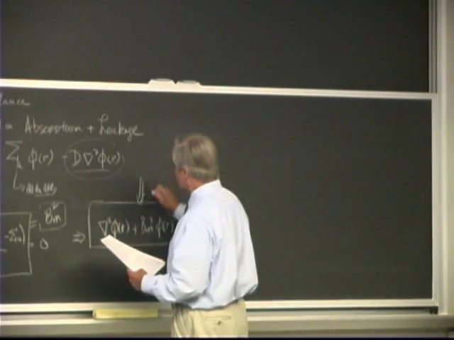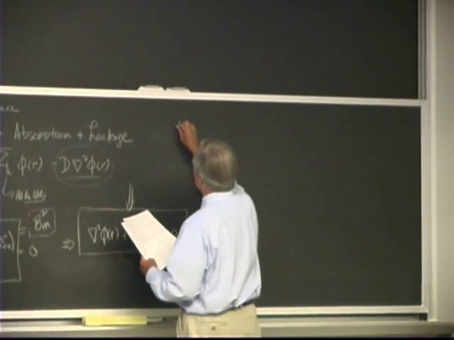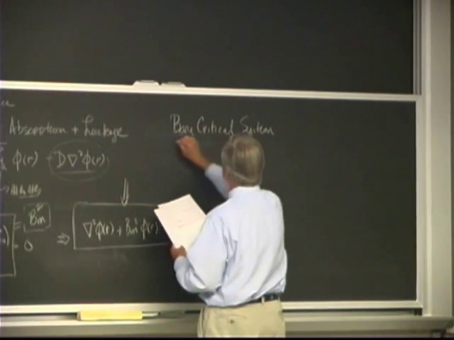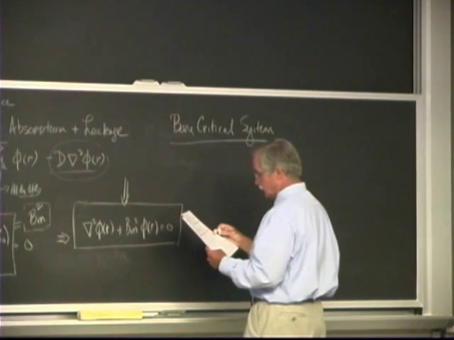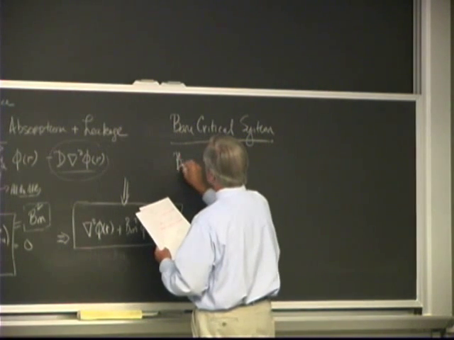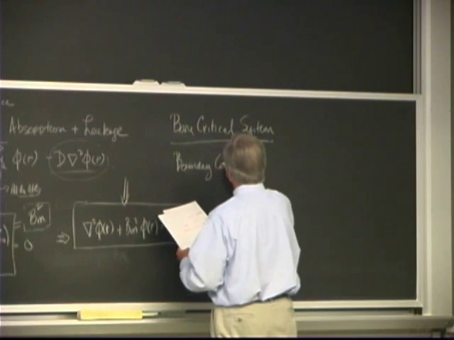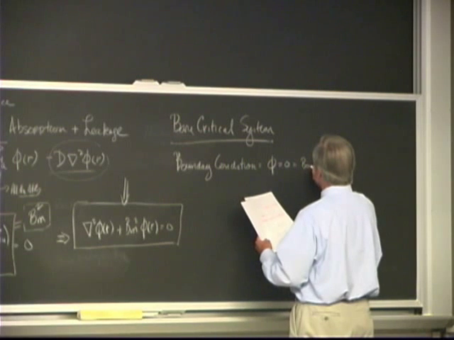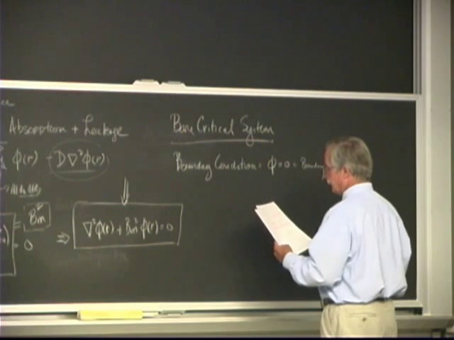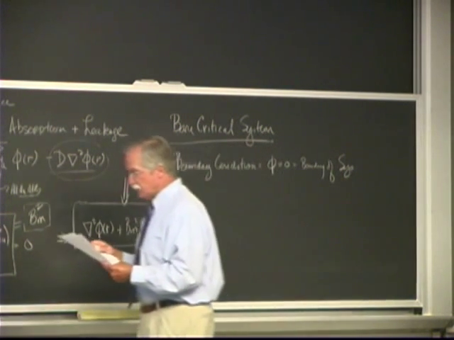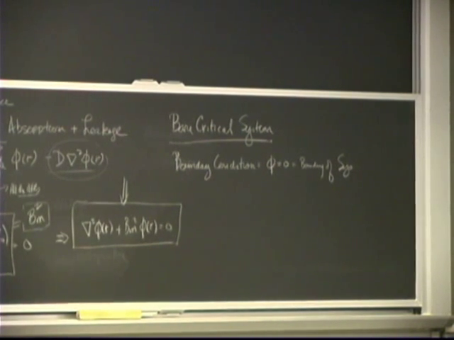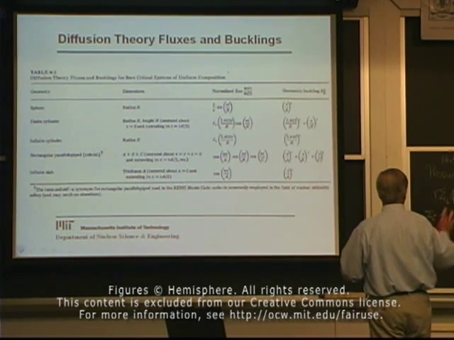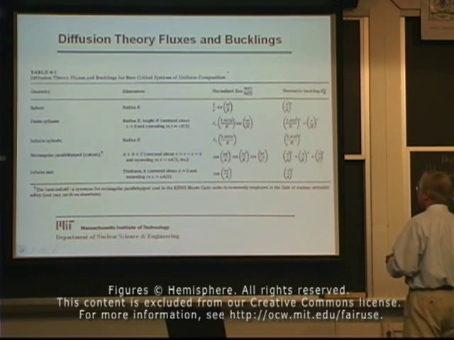Now to solve this expression for what we call a bare critical system, this expression also has a mathematical solution with a certain boundary condition, where we can just assume for the sake of argument that the flux equals zero at the boundary of the system. Okay? And if you do that, you will be able to go to the next slide here, which gives you some standard solutions for typical shapes.